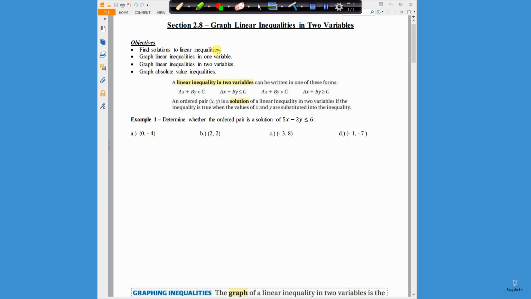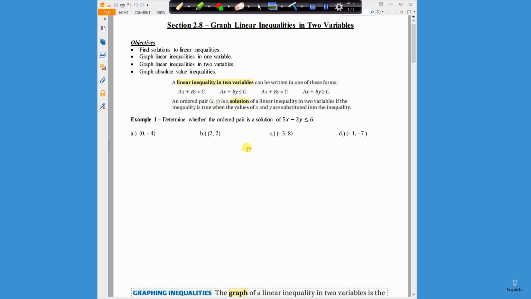And we'll just jump right in. I mean, most of this shouldn't really be new, maybe graphing absolute value inequalities. So let's talk about some vocab here. A linear inequality in two variables can be written in one of these forms. So basically it's standard form of a linear equation, except you've got less than or equal to, greater than or equal to. And then it says an ordered pair (x, y) is a solution of a linear inequality if the inequality is true when you substitute the ordered pair into the inequality.